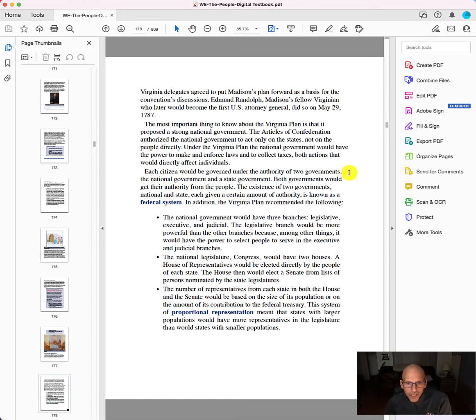The number of representatives from each state in both the House and Senate would be based on the size of its population or on the amount of its contribution to the federal treasury. This system of proportional representation meant that states with larger populations would have more representation in the legislature than would states with smaller populations.